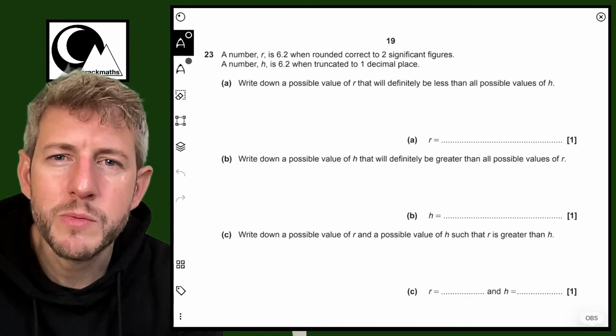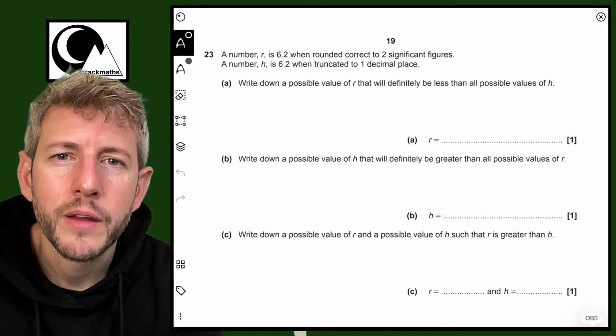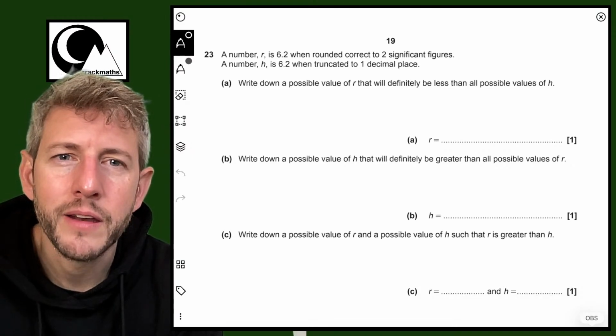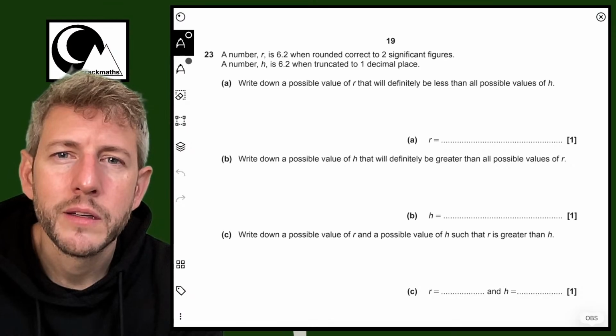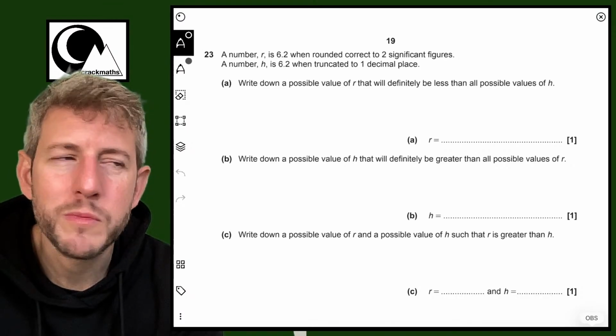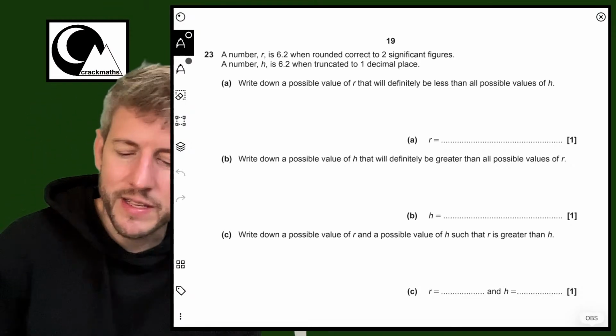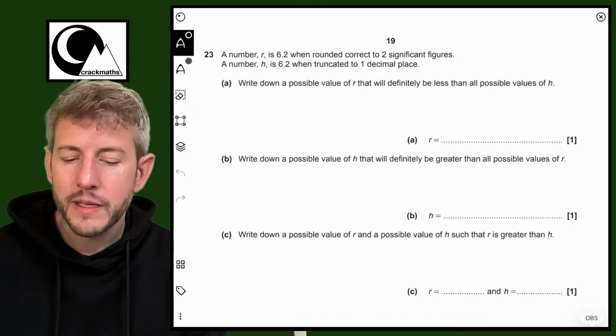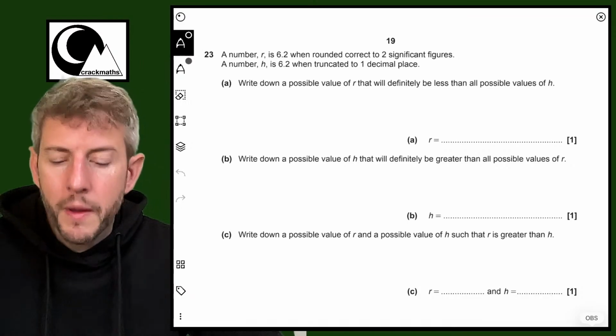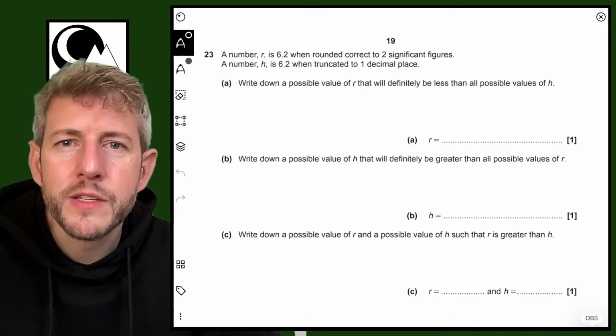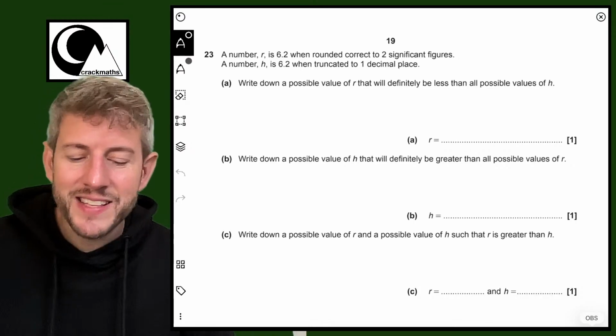Write down a possible value of r that will definitely be less than all possible values of h. That's quite confusing. I need to read this again. So a number r is rounded to 6.2. Oh, okay, yes, of course.